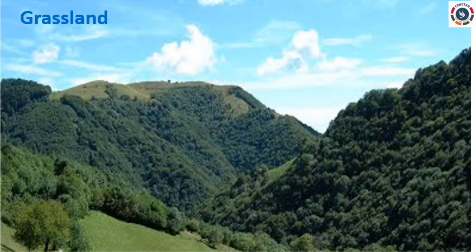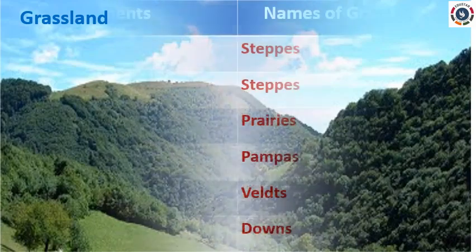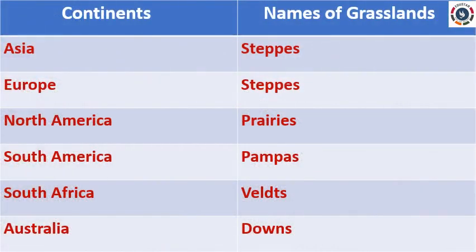Grasslands have different names in different continents. As I said earlier, temperate grasslands are called by different names in different continents. They are known as steppes in Asia, steppes in Europe, prairies in North America, pampas in South America, veld and savanna in South Africa, and downs in Australia.